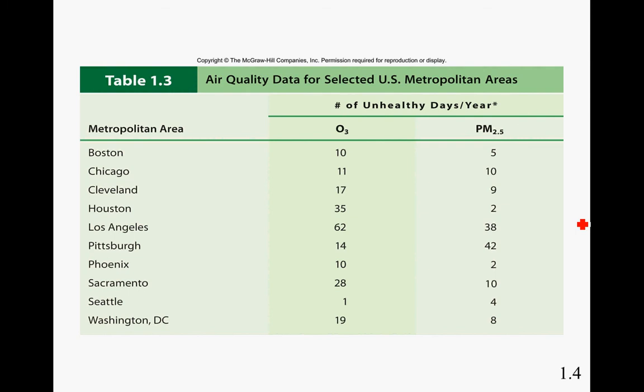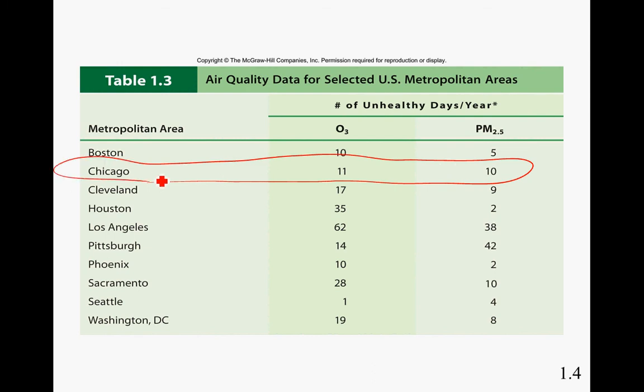Here is a breakdown of different cities. So if we look at the ozone, Chicago actually isn't doing too bad. That's what's closest to us, obviously. We're not that bad. We have some unhealthy days, but it's not horrible. This is a 5-year average. So on average, for 5 years, it's 11 days a year.